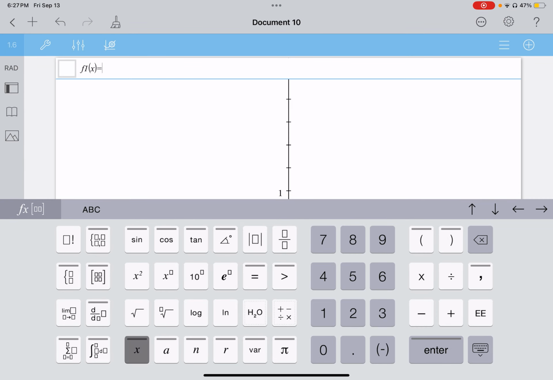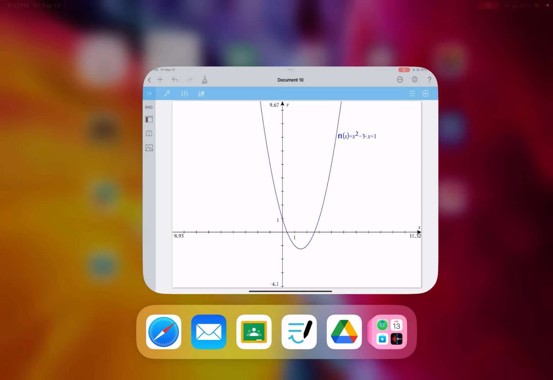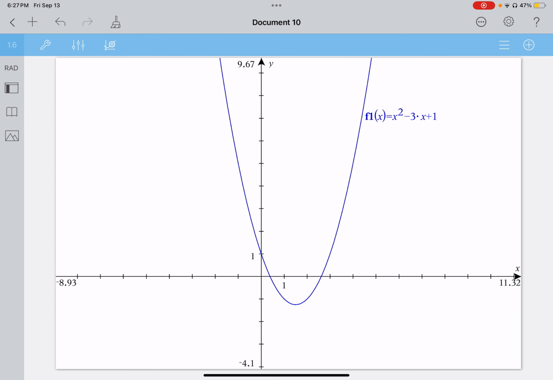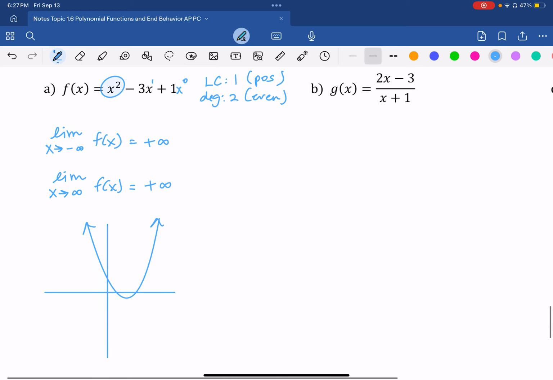Okay, so we had x squared minus 3x plus 1. And if you can see, both of those go up to positive infinity. If you want to sketch this in your notes, you can. It'll look something, oh, not like that. It needs to be more curvy, like this. Okay, let's try letter B.